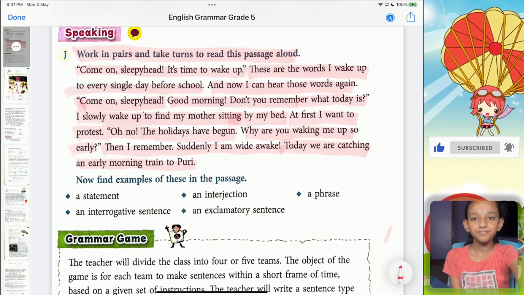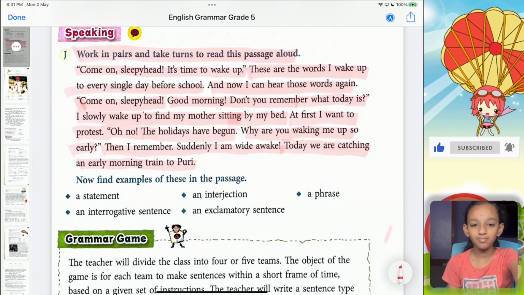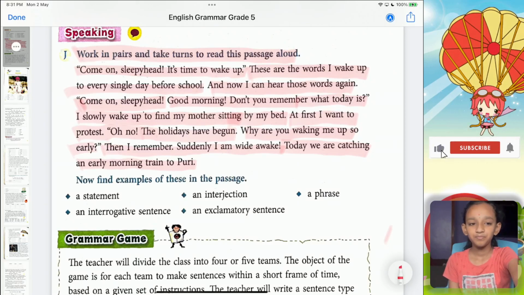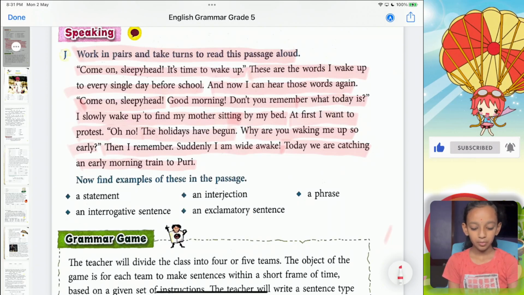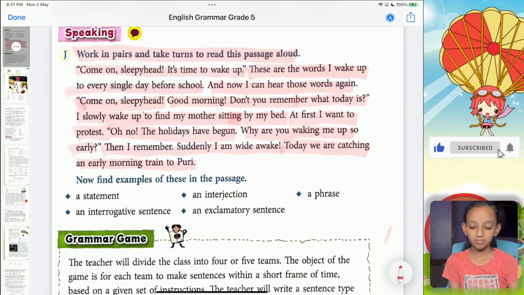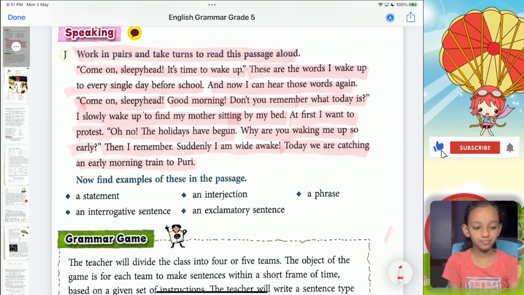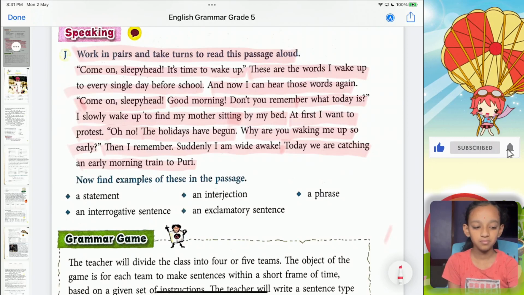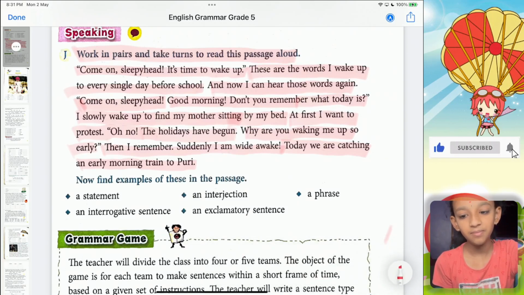So this is about a boy or a girl who is very sleepy, like your brother, and like you as well. Not me, I don't wake up. And his or her mother is trying to wake this kid so that they can catch the morning train to Puri. Now in this you have to find some examples. So can you find the statement?